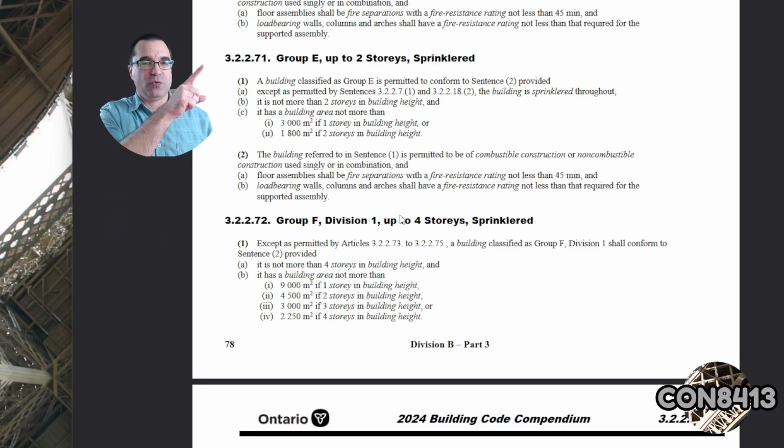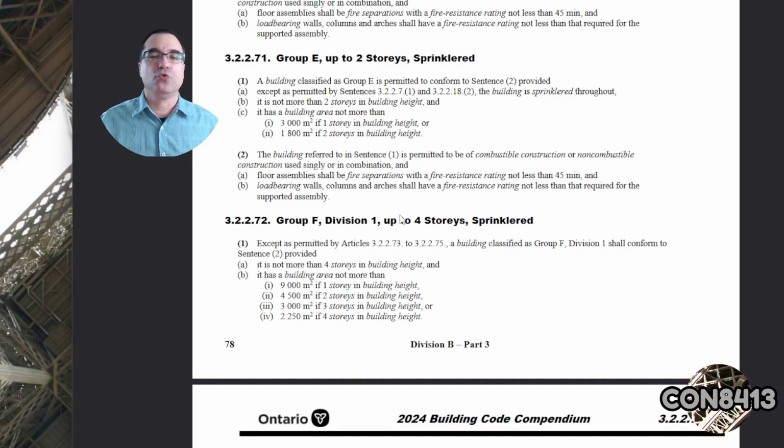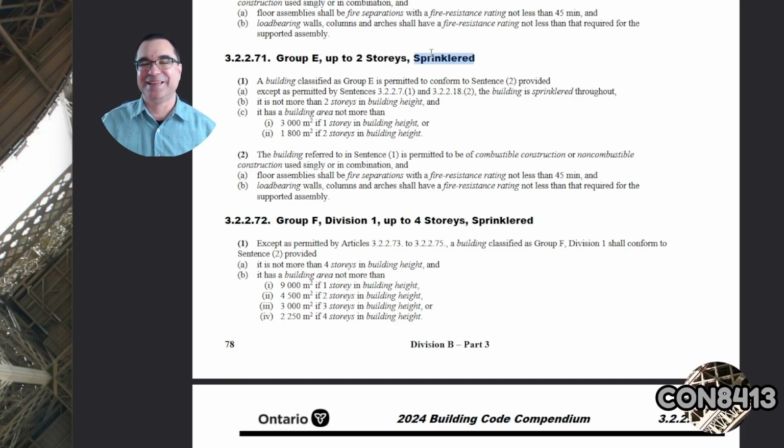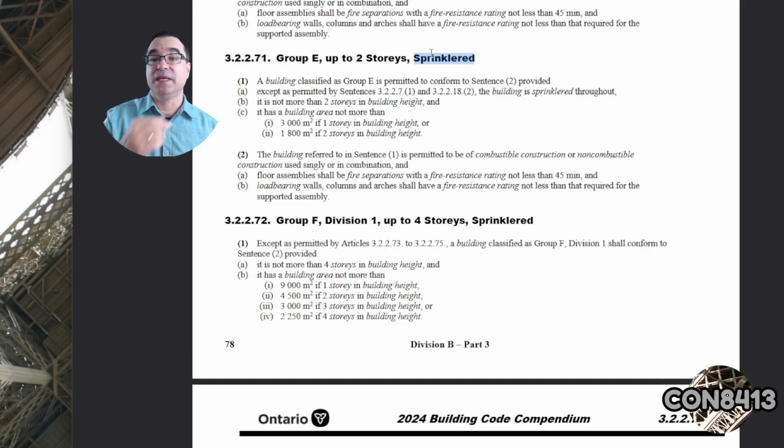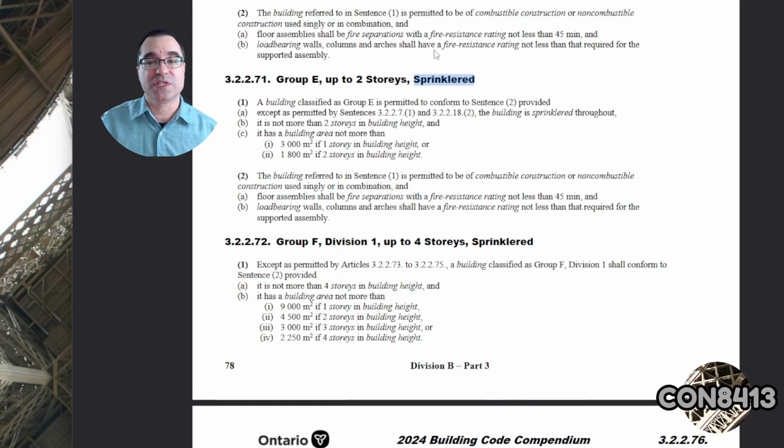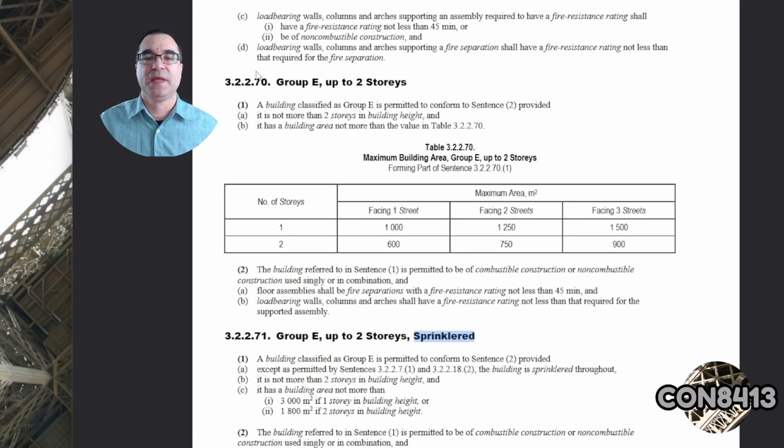And right up here, we have Article 3.2.2.71, Group E, up to 2 stories, sprinklered. Not good enough, right? This is the least restrictive we have, and it's not okay because our building is not sprinklered. So we have to go up to something more restrictive right here. Under Article 70, we have Group E up to 2 stories. So that's a maybe, right?